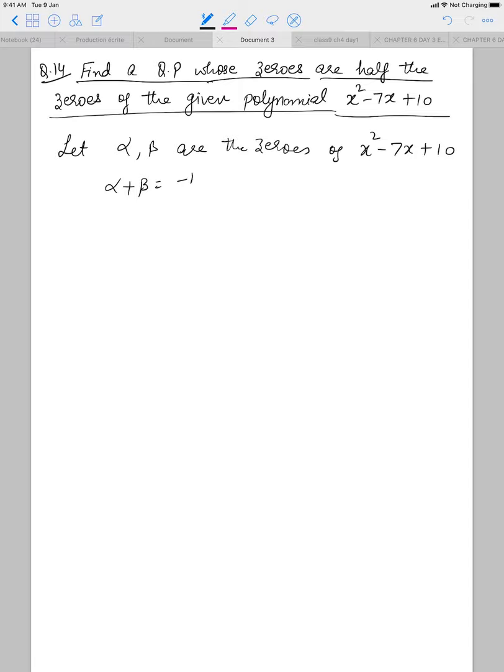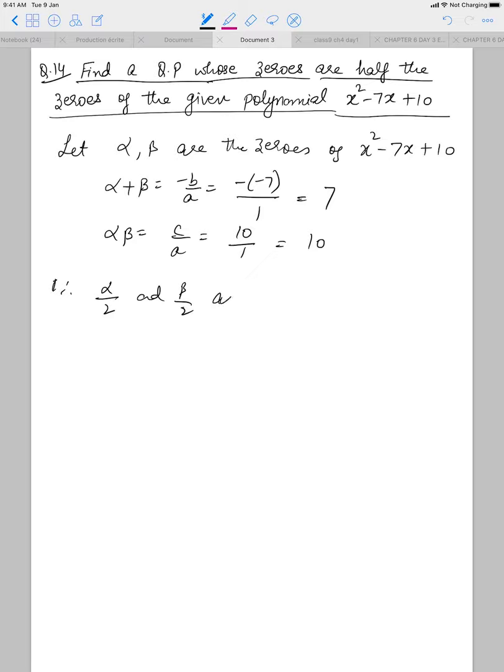So what do we write immediately after this? Alpha plus beta is minus b upon a, which is minus of minus 7 upon 1, which is equal to plus 7. Alpha into beta is equal to c upon a, which is equal to 10 upon 1, that is 10. So what are the zeros of the new quadratic polynomial? They are half of the zeros of this polynomial. So therefore alpha upon 2 and beta upon 2 are the zeros of the new quadratic polynomial that is to be formed.